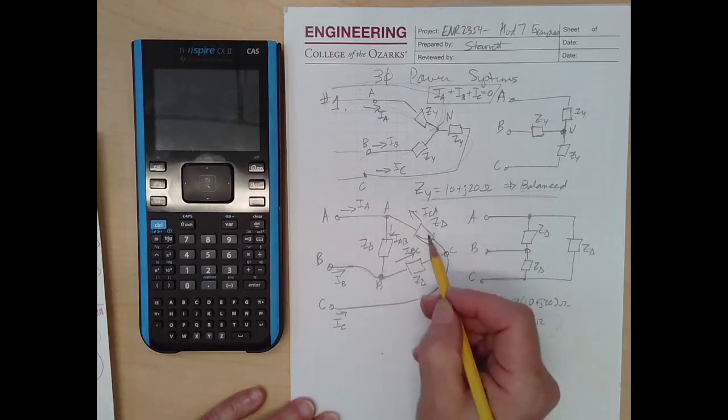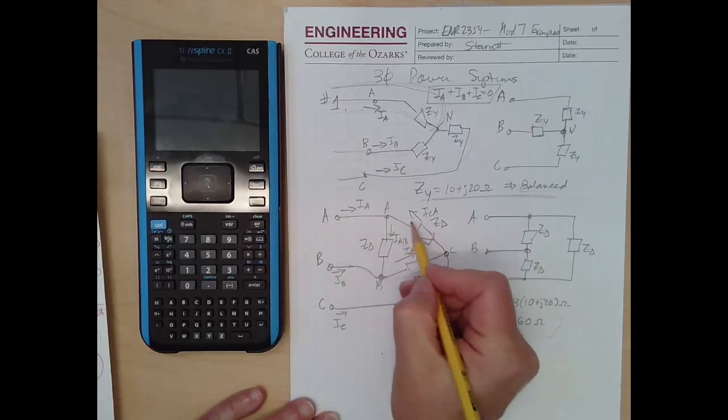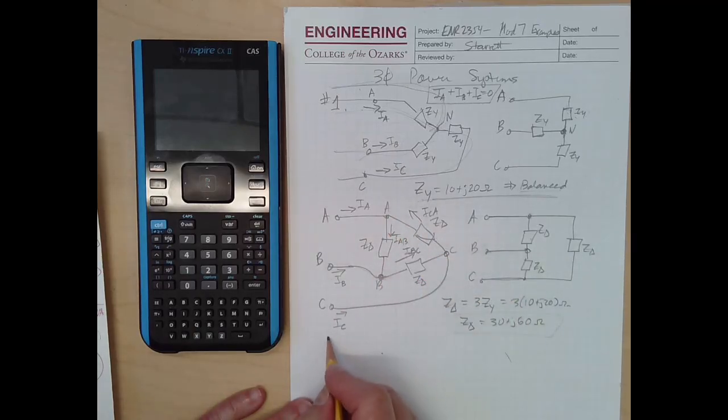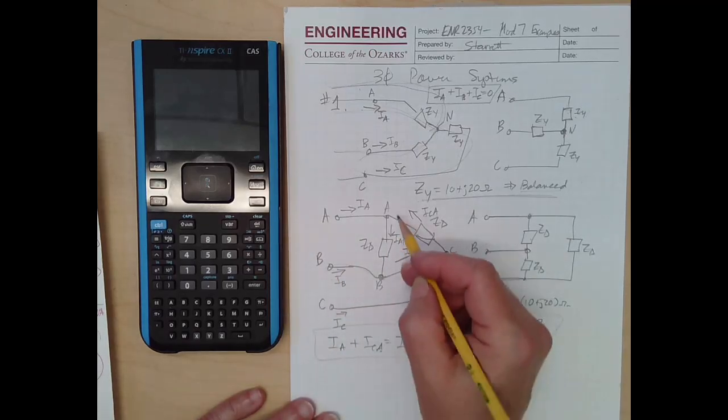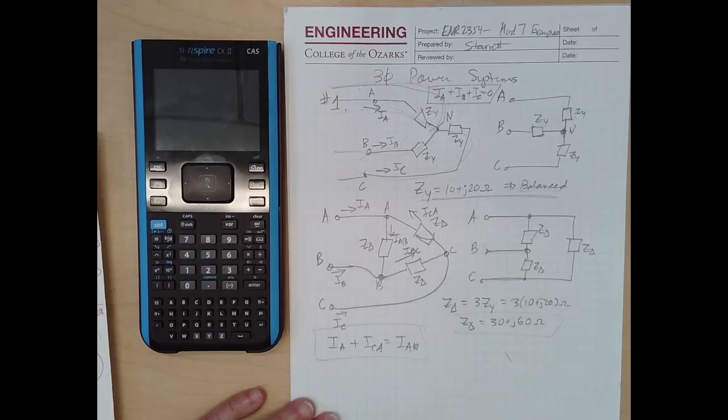Okay, and we can do KCL at this node and say, IA plus ICA equals IAB. In equals out, or however you want to look at it. And so there are relationships between the line currents and the phase currents of a delta as well, or the line-to-line currents, if you want to call them that. All right, so that's the current names.